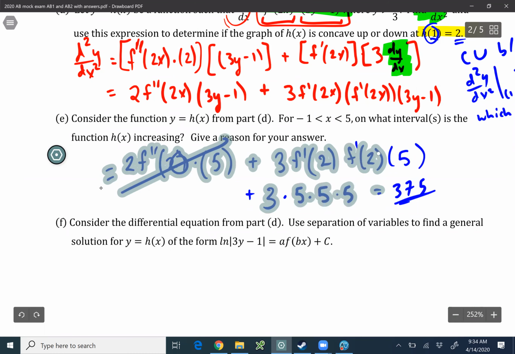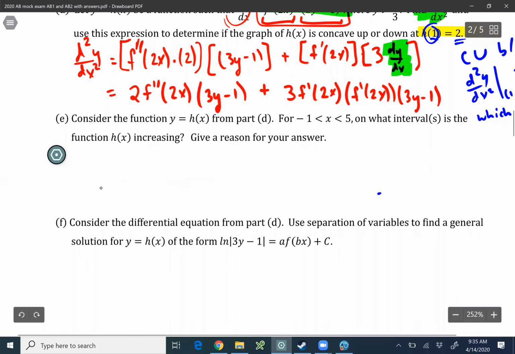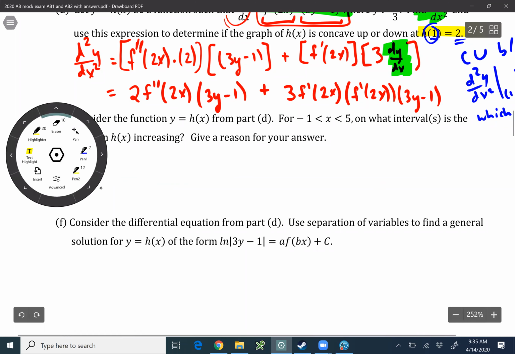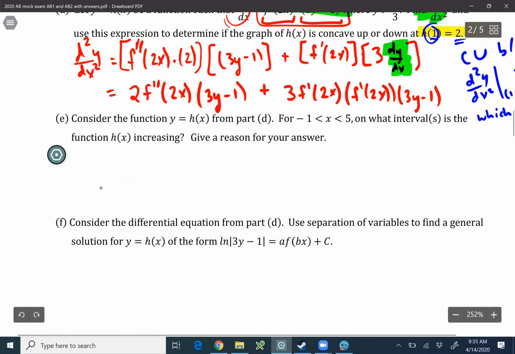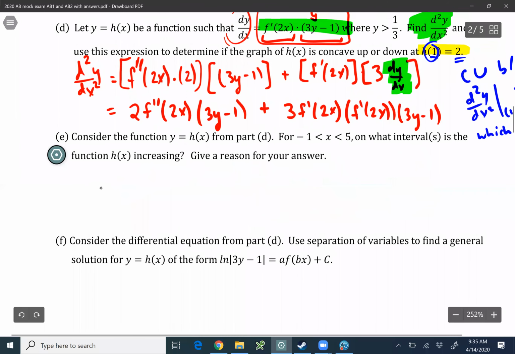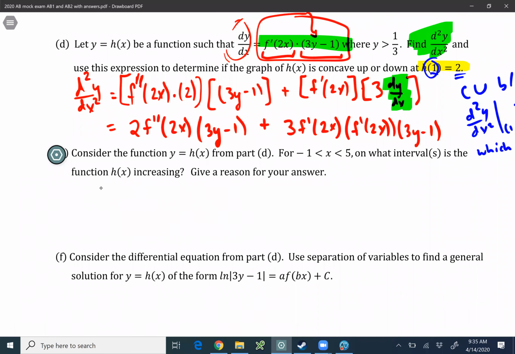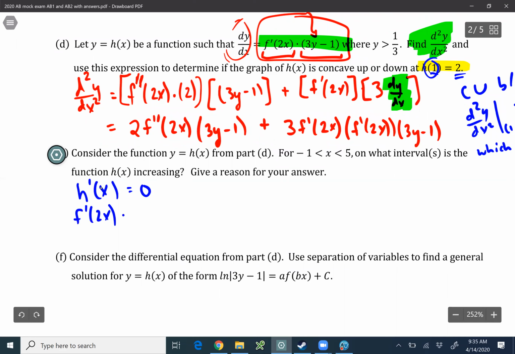So the next question says, considering that function, where is h of x increasing? We still have that same function. When we're doing increasing, decreasing, we're just setting it equal to 0 and then doing a number line. So h of x, from part D, was this function. We want to say h prime of x needs to be equal to 0, which is f prime of 2x times 3 minus y minus 1 needs to be equal to 0.